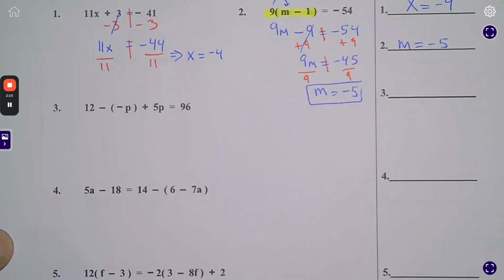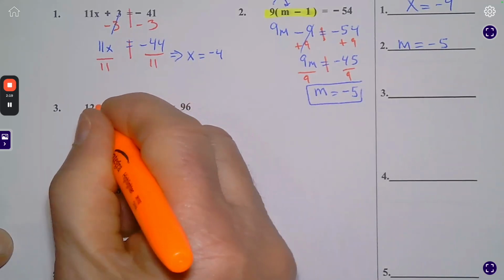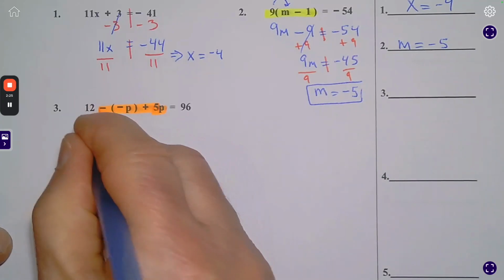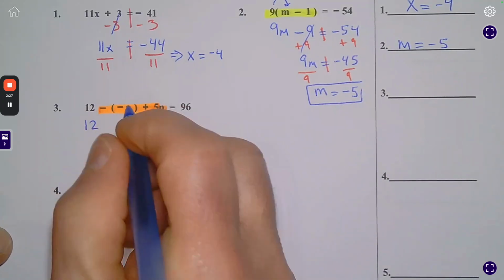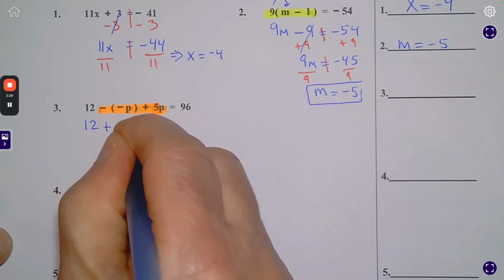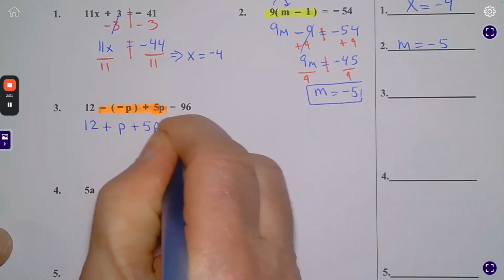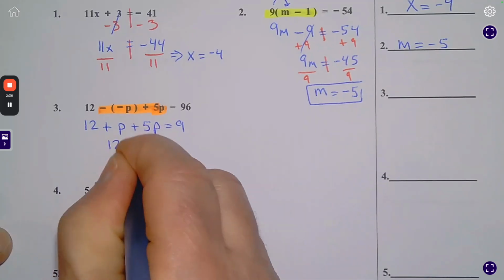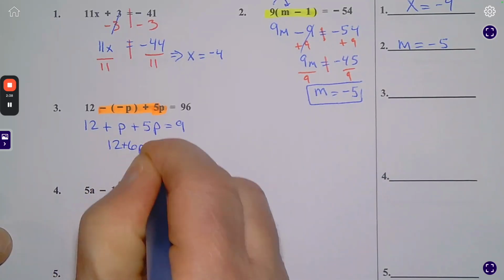Oh, we got some simplifying happening over here. Notice on the left-hand side, I have like terms. First thing I notice is that a minus makes a plus. That's like negative 1 times negative 1. So that's plus p. Now, 1p plus 5p is 6p plus.